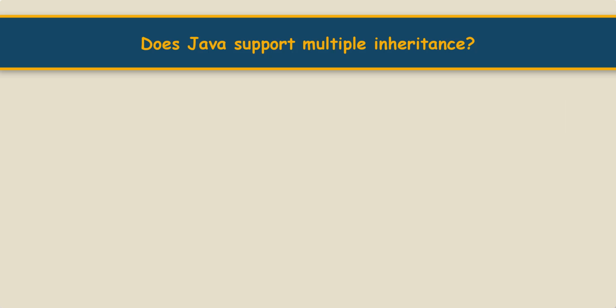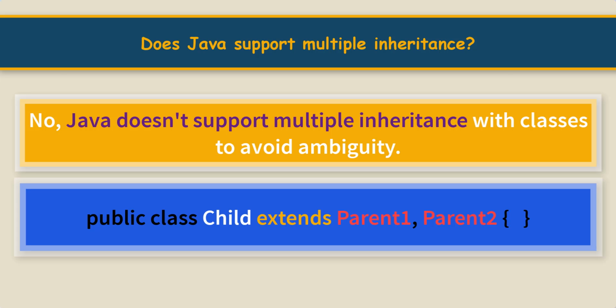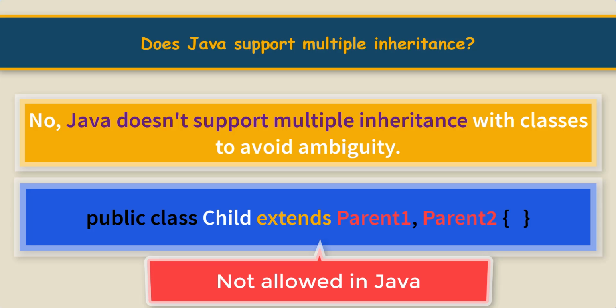Next question is, does Java support multiple inheritance? So here I cannot write public class child extends parent1, parent2. This is not possible in Java. Every subclass can have only one parent class. You cannot have more than one parent.